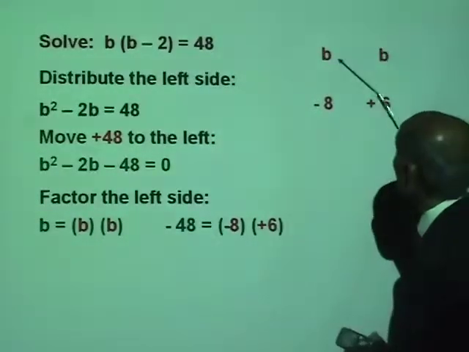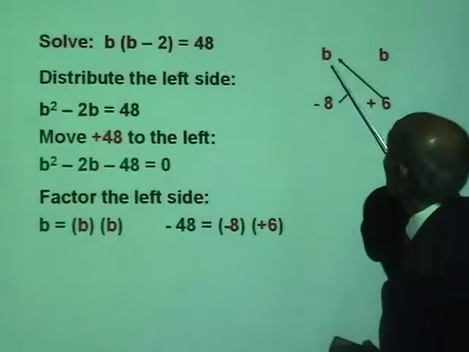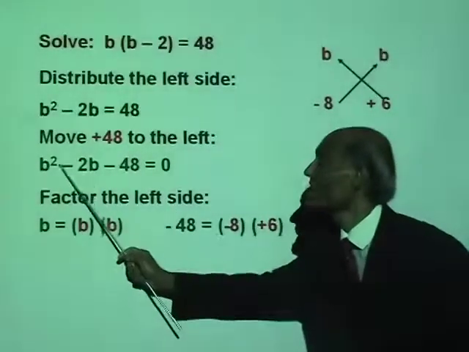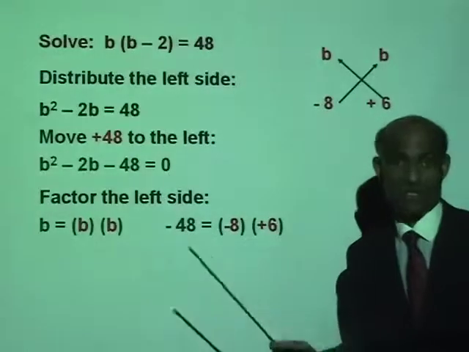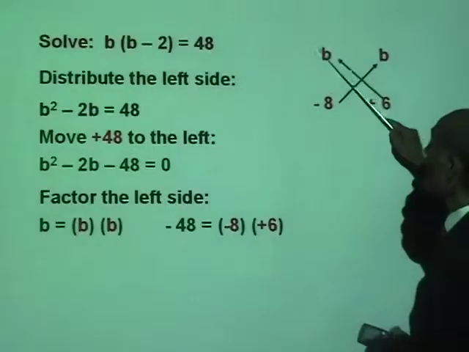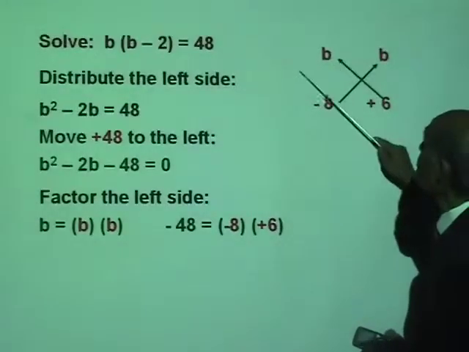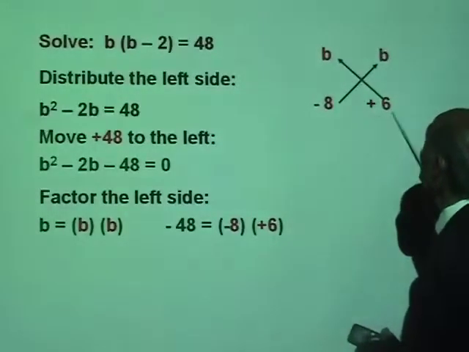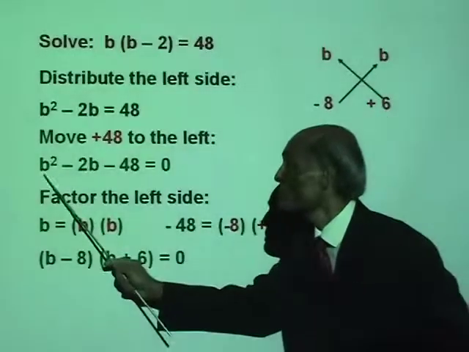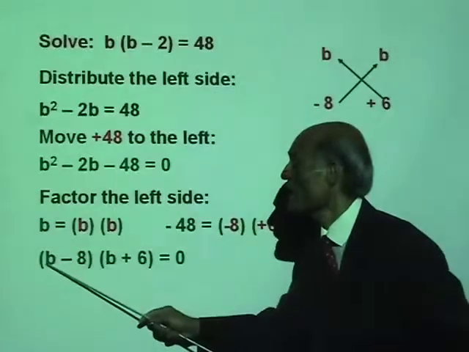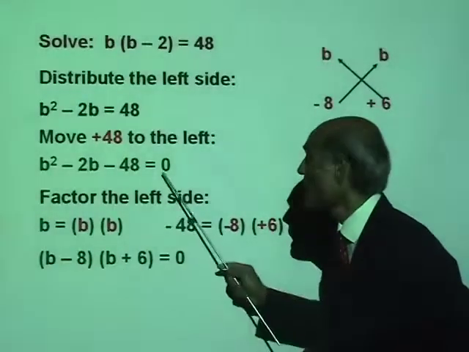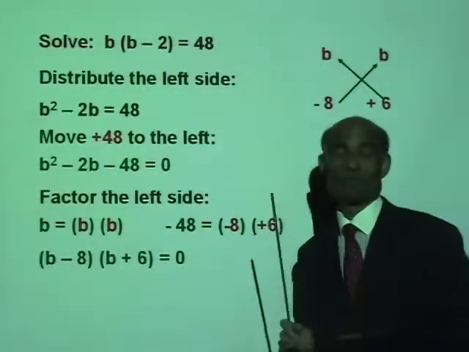Alright, let's multiply. Positive 6b added to negative 8b is negative 2b. So it is well done. We will pick our factors. What are the factors? B minus 8 is one factor. B plus 6 is the other factor. So this trinomial is factored as B minus 8 times B plus 6, and that is equal to 0.